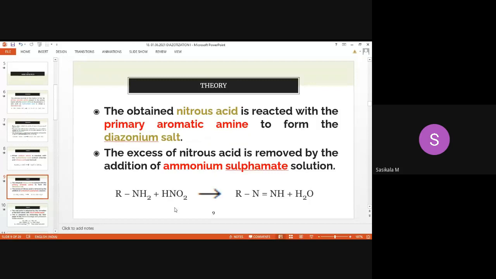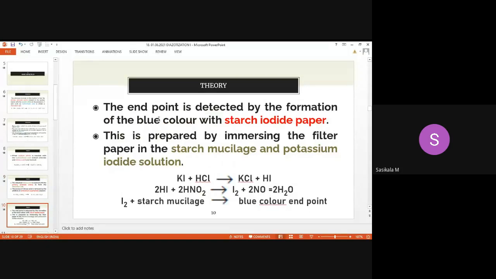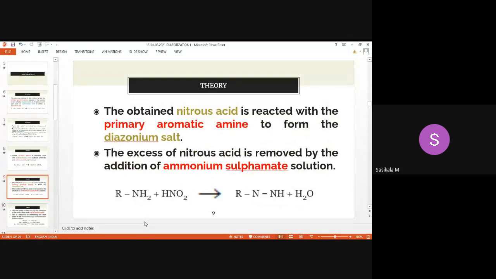diazonium salt. After that, the excess nitrous acid will be removed from the reaction, and interference of this nitrous acid will be eliminated by adding ammonium sulfamate solution, so that all nitrous acid is removed from the reaction. The end point: once all the primary aromatic amine, our analyte of the taken amount, is converted to diazonium salt, the reaction is complete. Diazotization reaction means the primary aromatic amine has completely formed diazonium salt. Once the reaction is completed, it reaches the end point.